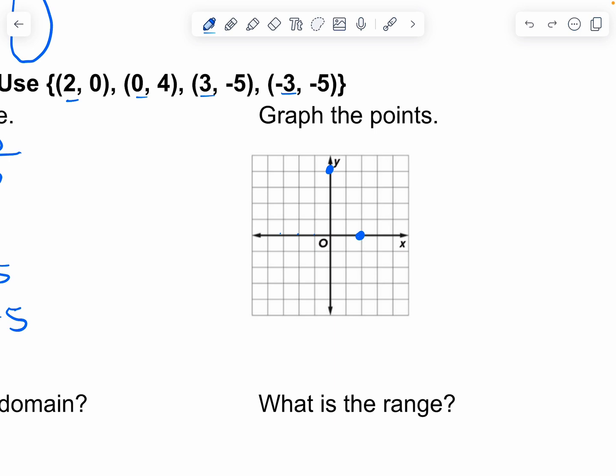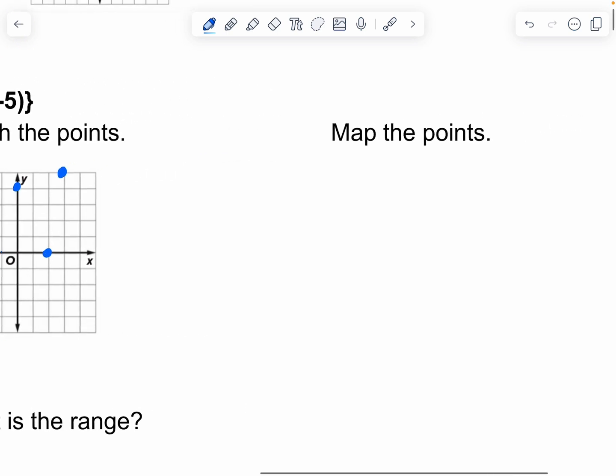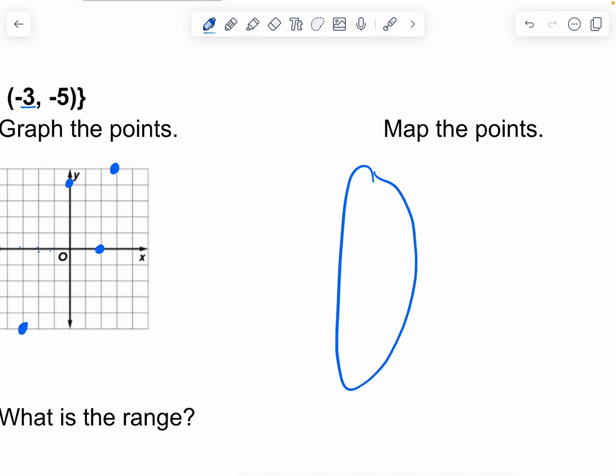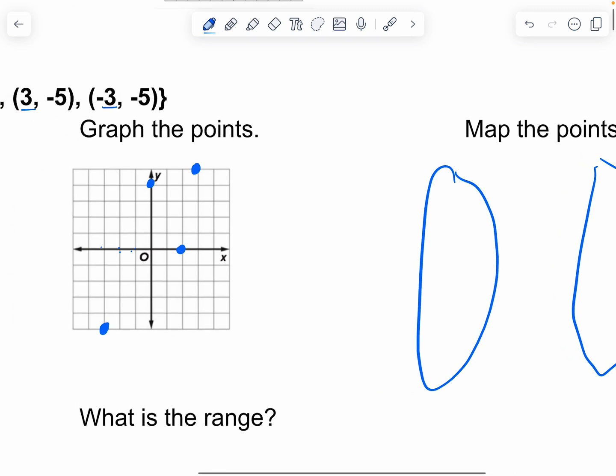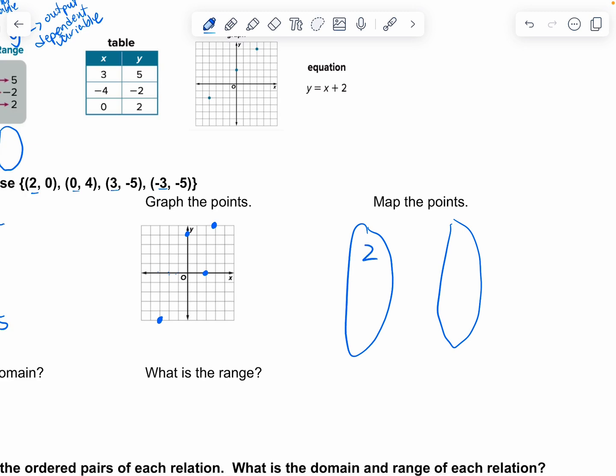Oops, nope. I did the last, well, I could do that. I could have done that. I did the last point instead of, I was looking at the wrong one. There we go. And then we do a mapping. So I have the point 2, or the 3, -3. I have 0, 4, -5. So 2 goes to 0, 0 goes to 4, 3 goes to -5, and -3 goes to -5. And there we have mapping.